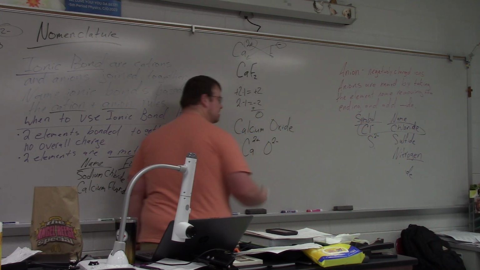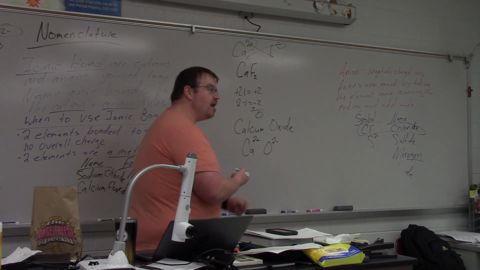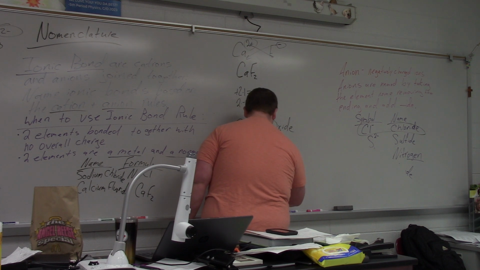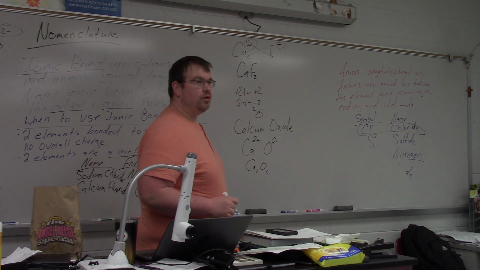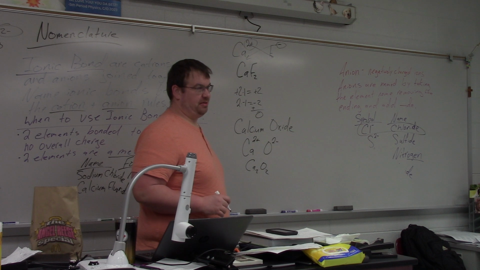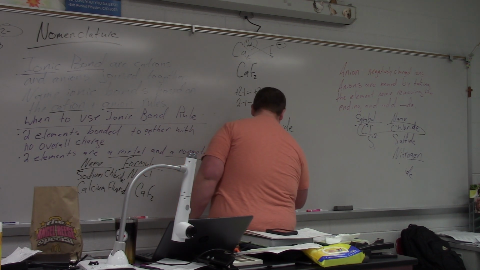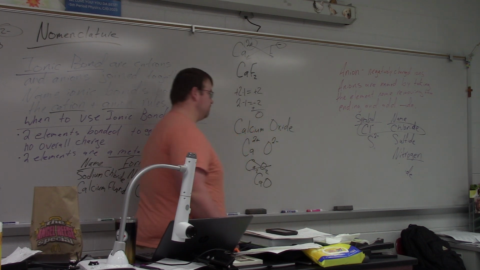There is no crossing needed here, okay? Because if you did cross it, you would get Ca2O2. That doesn't look right. You don't need that, you can factor a 2 out. That's not going to be right. The CaO is what's going to be right.